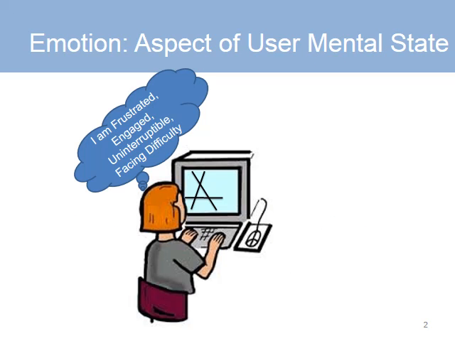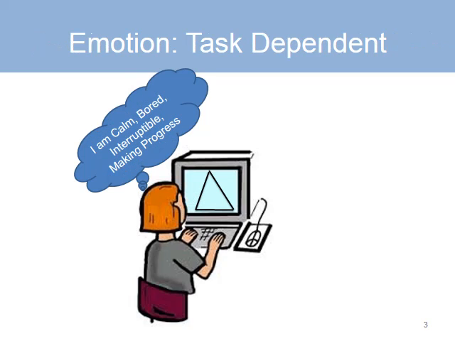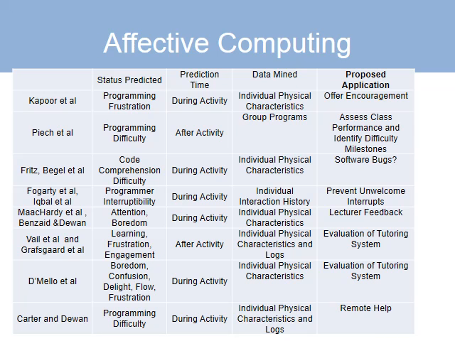So by emotion, I mean some aspect of the mental state of a user. Okay, such as you're feeling frustrated, you're feeling engaged, you feel you're facing difficulty programming, or you're interruptible or not interruptible. Okay? And this is temporary, so it can change depending on the task. And that tries to detect automatically your emotion.